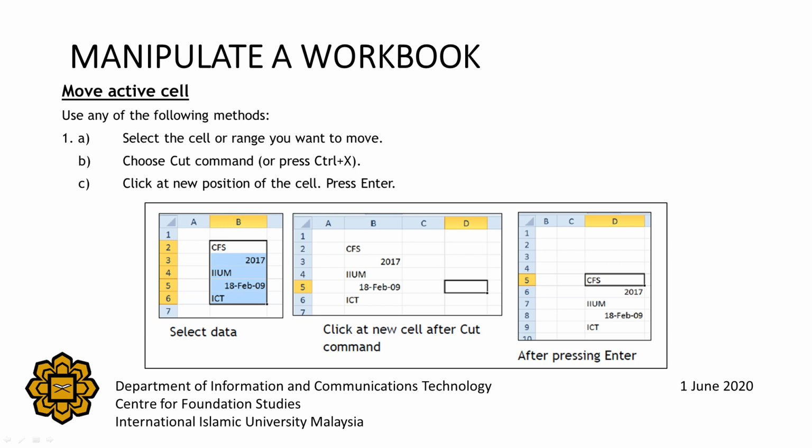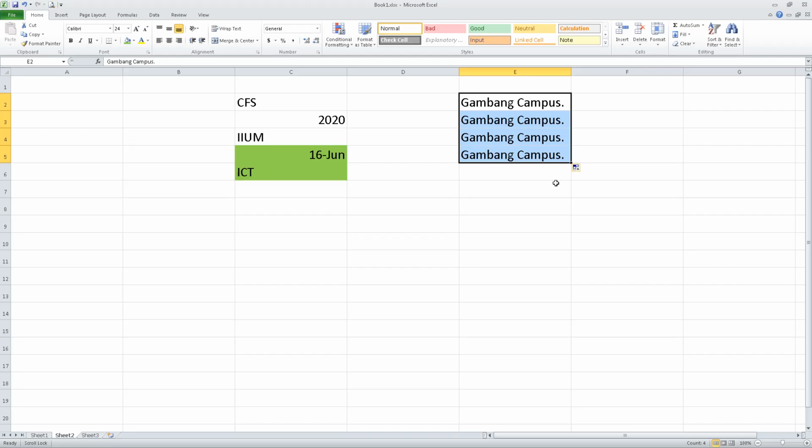Next is move active cell. You can use any of the following methods. The first one is you can select the cell or range that you want to move, choose the Cut command, or simply use a shortcut key such as Ctrl X, and then click at the new position of the cells, and then you can simply press Enter. Let me show you again. For example, I want to copy this data into a new location.